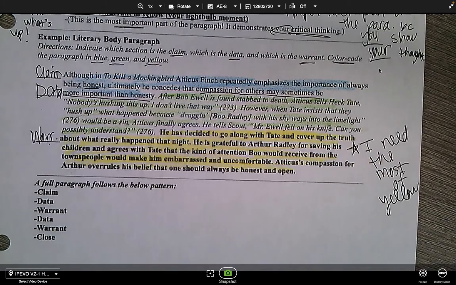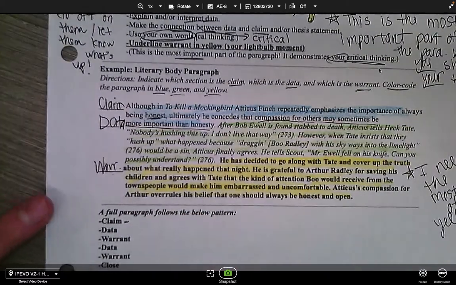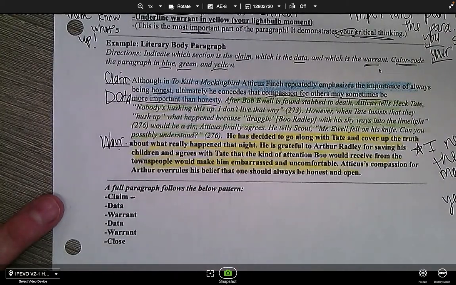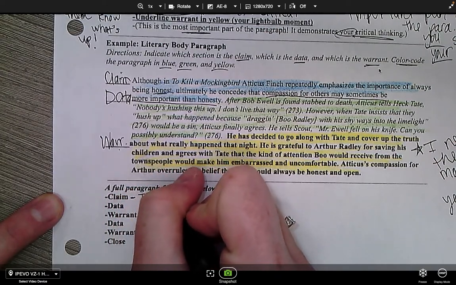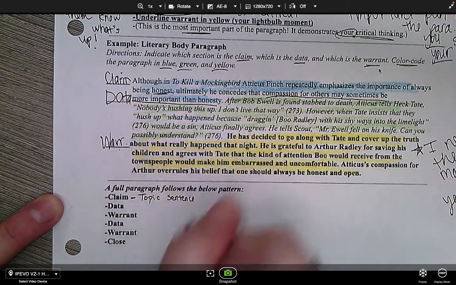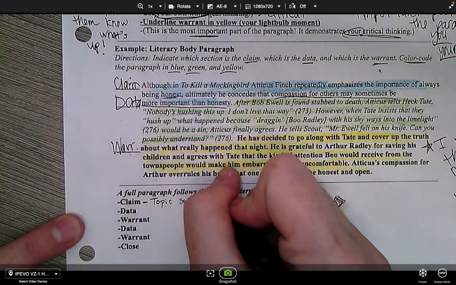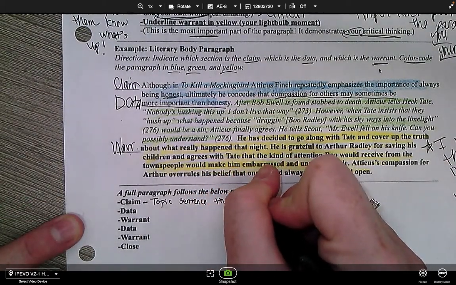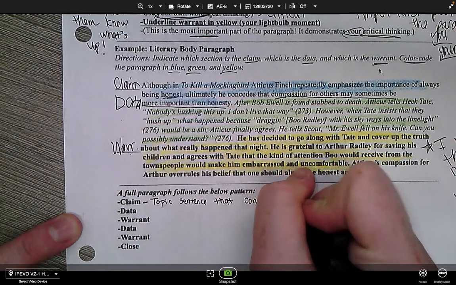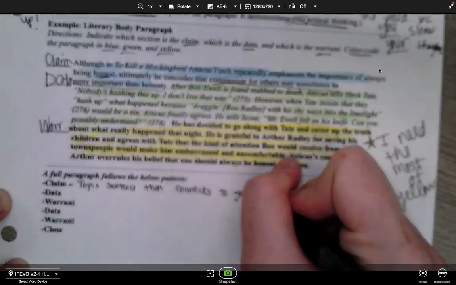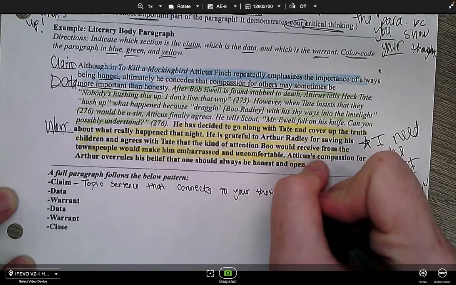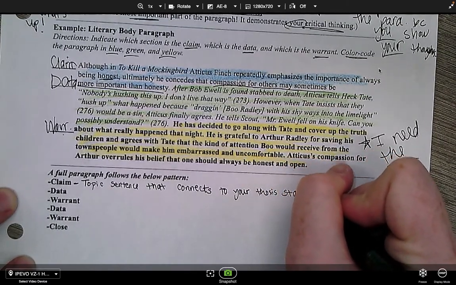Okay, so now we have a full paragraph pattern. We have claim. Here's where I tell you what it looks like in senior English in college. Your claim is called a topic sentence, and that connects to your thesis statement supports.